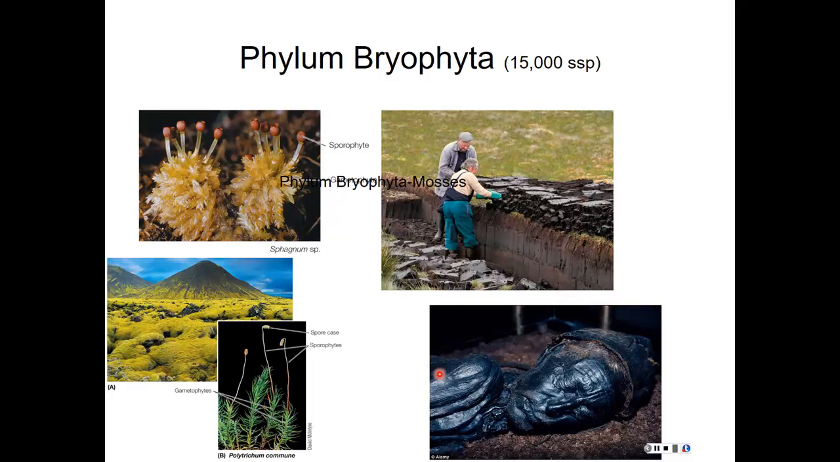The phylum Bryophyta are our mosses. This is probably the one you're the most familiar with. This is also the largest phylum, 15,000 species. The sporophyte is going to grow up from a female gametophyte.